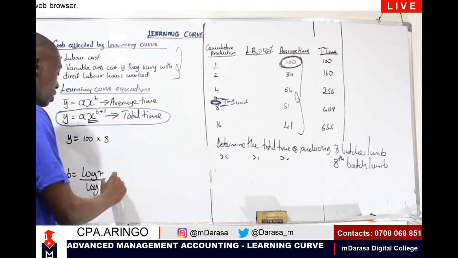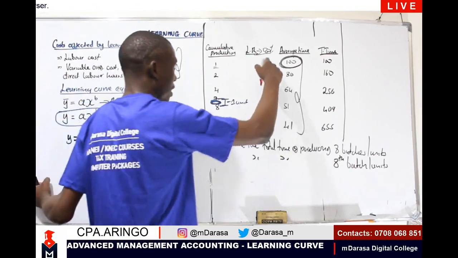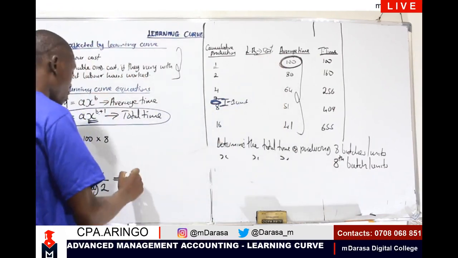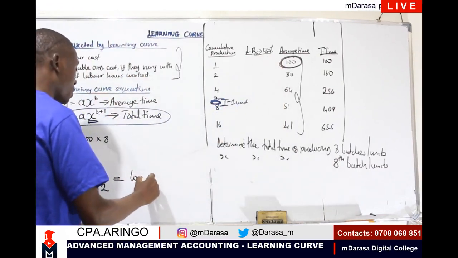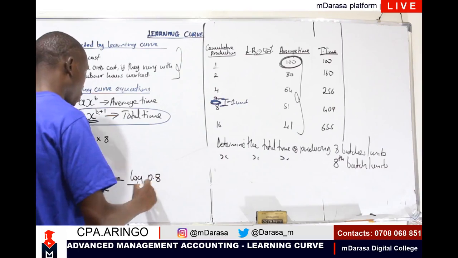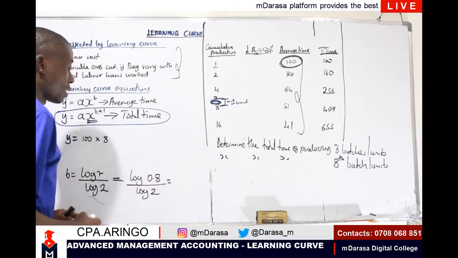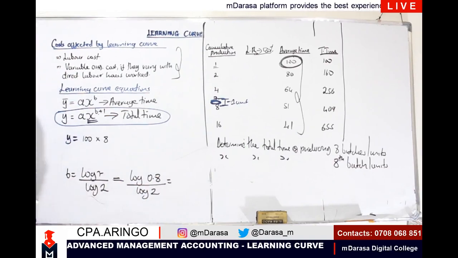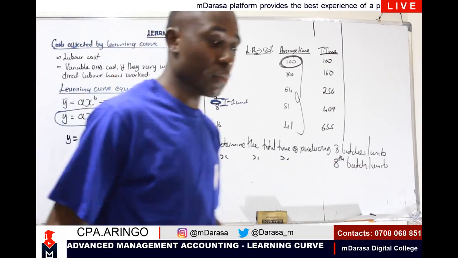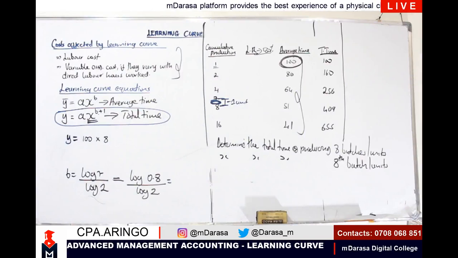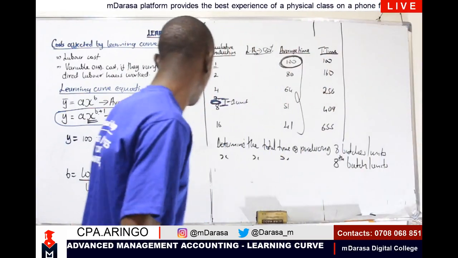My learning rate here is what? In our case, our learning rate is 80%. So you should be talking of log 0.8, and we divide by log 2. That should give us a figure of how much. Log 0.8 divided by log 2, that should give us how much? Quickly, we can get a figure.